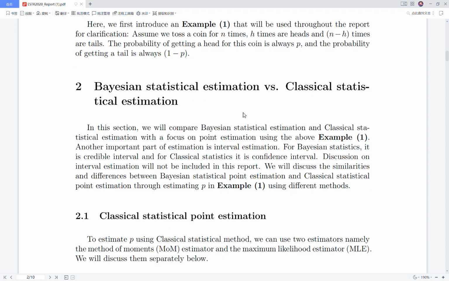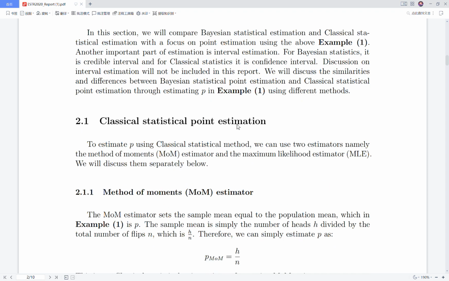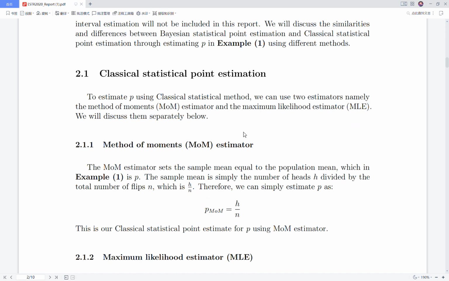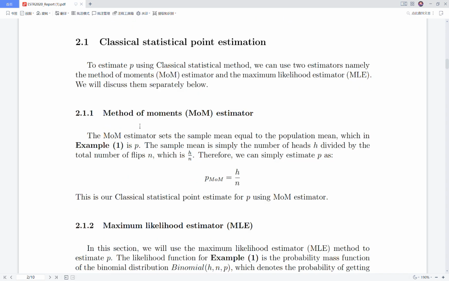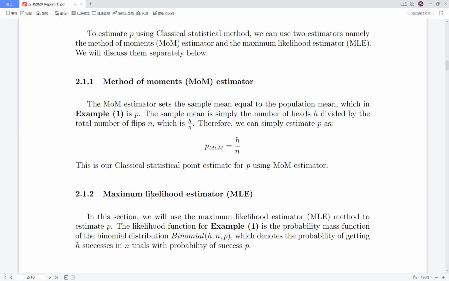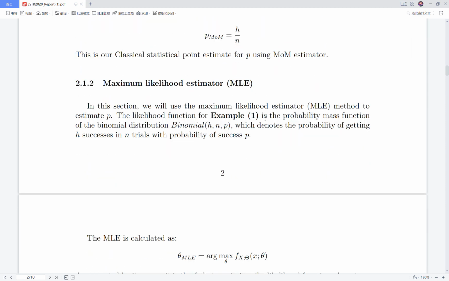First, let me introduce the Bayesian and classical estimation. In this part, we only focus on point estimation, and interval estimation will not be included. For classical estimation, there are two estimators used. One of them is the method of moments, also known as the MOM estimator, and the other is the maximum likelihood estimator, also known as the MLE. Both methods, after applying the data, give the result h over n.